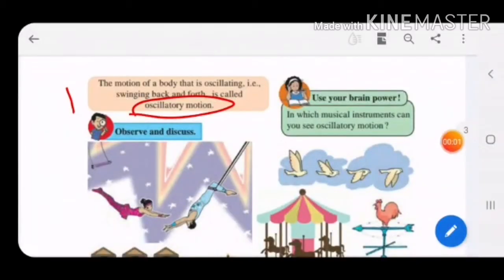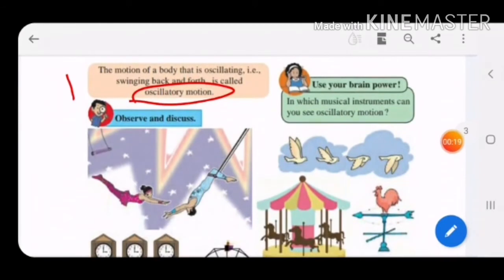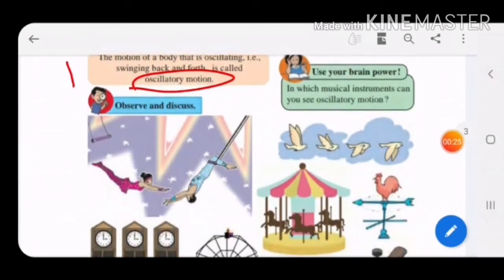Welcome students. Today let us continue our chapter number 9, that is motion and types of motions. We have already started. We have seen the first type, linear motion, and its two types, uniform linear motion and non-uniform linear motion. Then the second type of motion also we have started, non-linear motion. In that, first we have seen oscillatory motion. Now let us move to the second motion, that is circular motion.